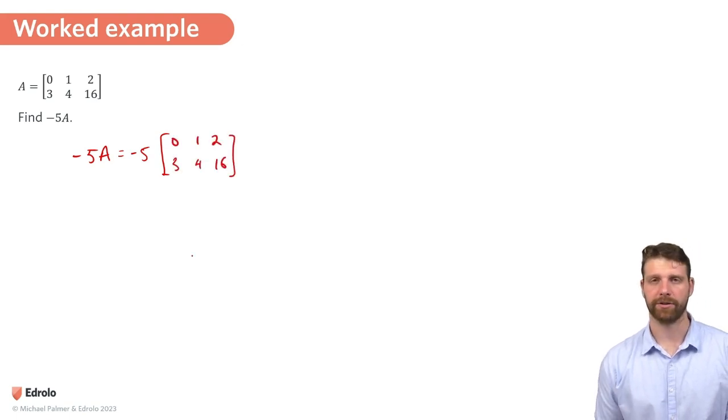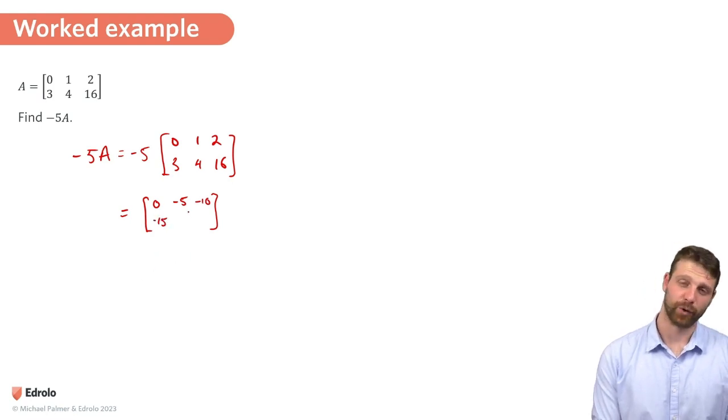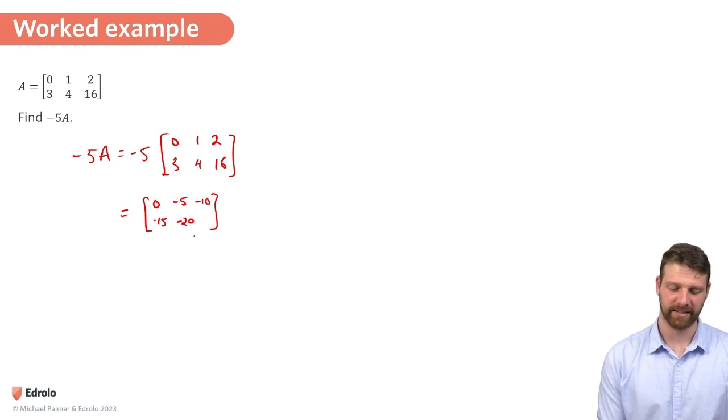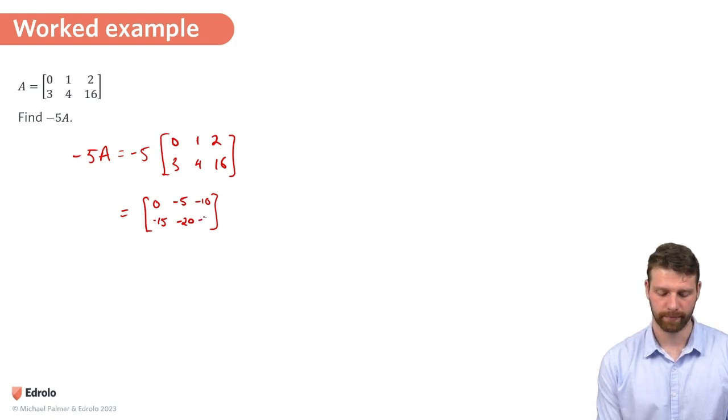Okay, so now we've got the matrix, and I need to multiply all those numbers by -5. So I'm going to do that. So 0 by -5 is 0, 1 by -5 is -5, 2 by -5 is -10, 3 times -5 is -15, 4 times -5 is -20, and 16 times -5, I think, should be -80.